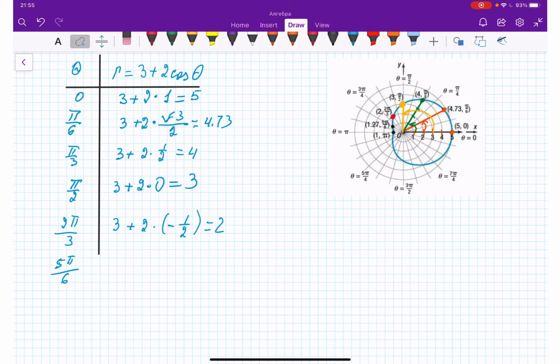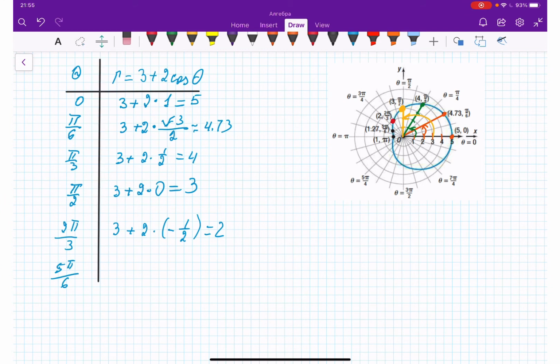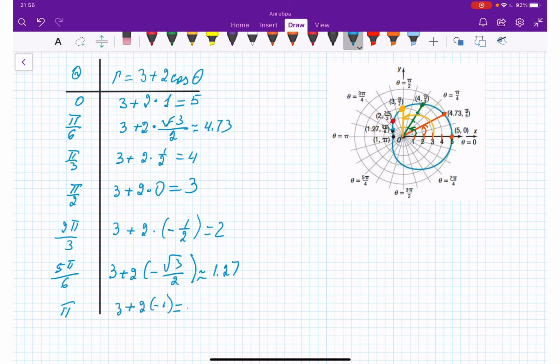5 pi over 6 is going to be 150 degrees, practically. Yeah. And we are going to have 3 plus twice negative square root 3 over 2, which is approximately 1.27, which is going to be right here. And the last one is going to be pi. So when we have pi, it's going to be 3 plus 2 times negative 1, which is equal to 1. And here we have 1. Okay.